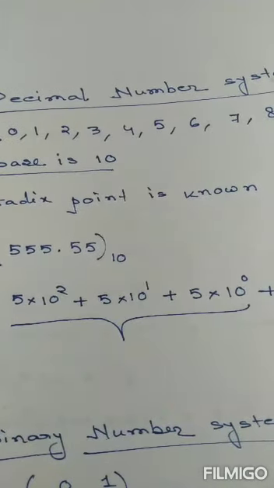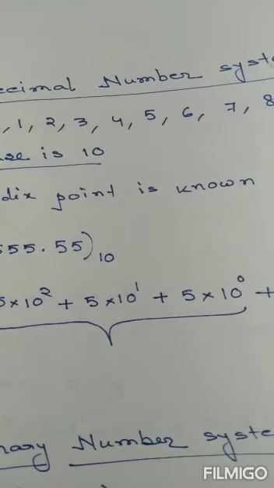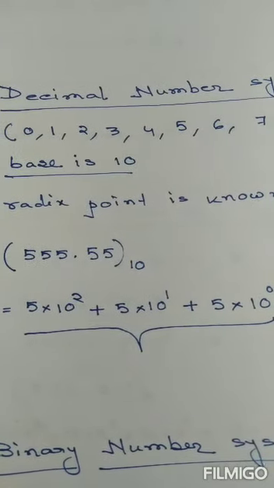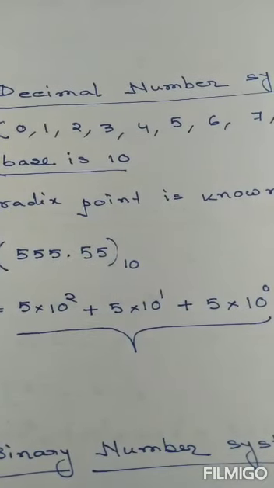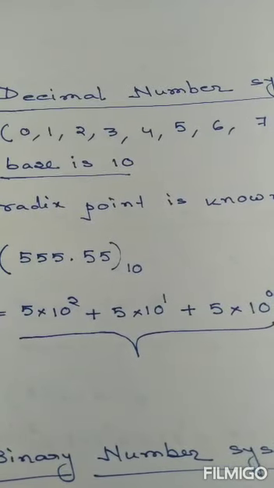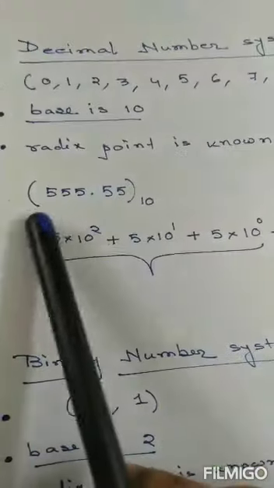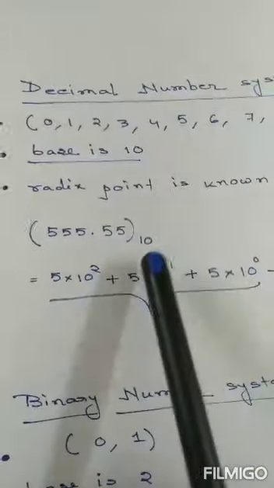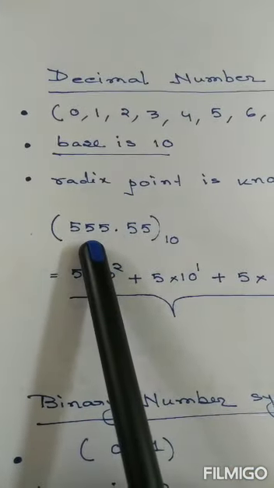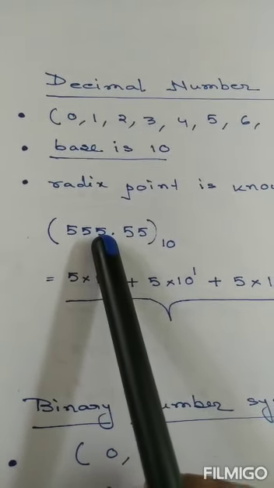The rightmost digit has the minimum value, and it is known as the least significant digit. The leftmost digit has the maximum value, hence it is known as the most significant digit, that is the MSD. Now, what is the actual value of this decimal number? This is the radix point. First, before the radix point, that is the integer part, start from this 5.